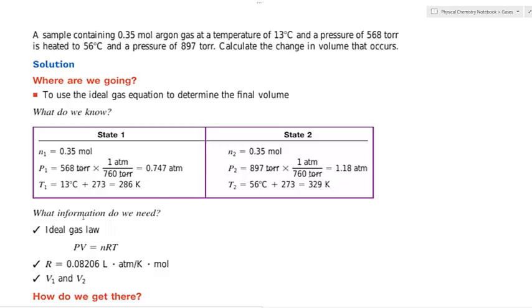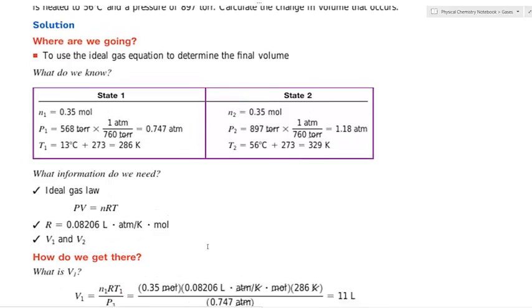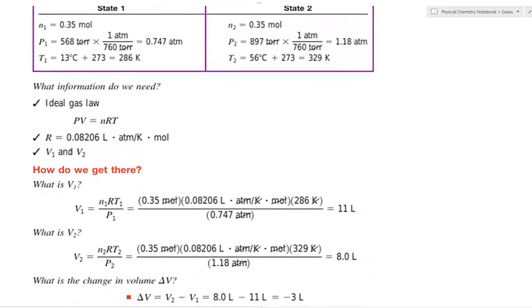We know that we have to include the ideal gas law, we need to include the number of moles. So again, we've got this in terms of atmospheres. So what I've done is I've changed the pressure into atmospheres. 568 torr is about 0.7 atmospheres. 897, that's more than an atmosphere, so 1.18 atmospheres. So we want to find V1, and so we rearrange our equation for V1 and we rearrange it for V2.